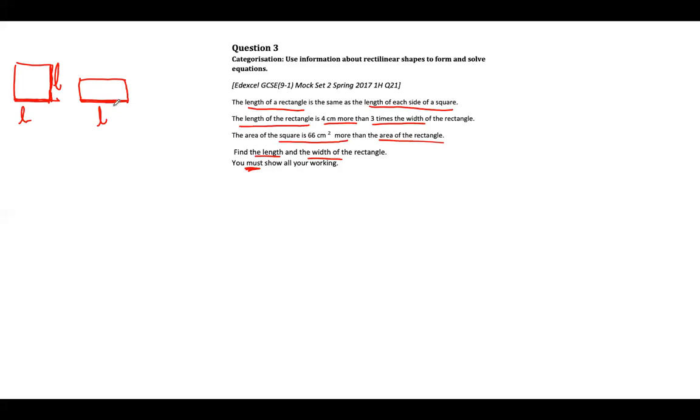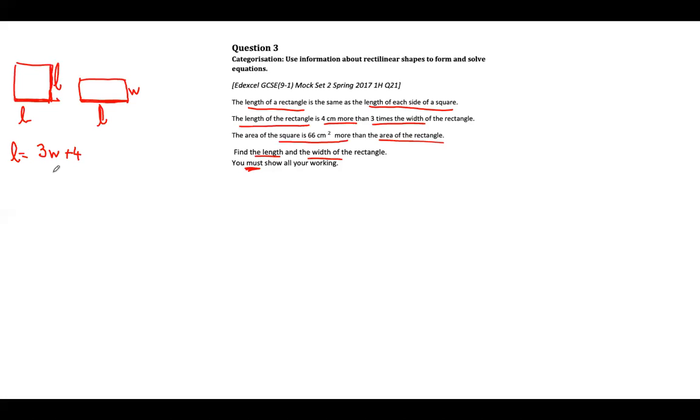The length of the rectangle is 4 centimeters more than 3 times the width of the rectangle. I'm going to label the width with W. According to this, L equals 4 centimeters more than 3 times the width. So 3 times the width is a multiplication, 3W, and 4 centimeters more is an addition, so 3W plus 4. That means the side of the square is going to be 3W plus 4 as well.